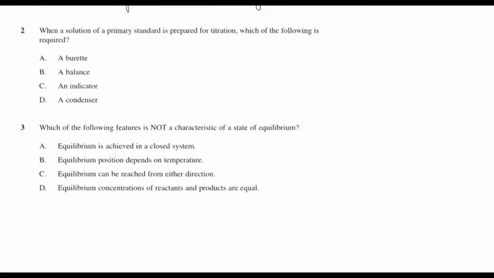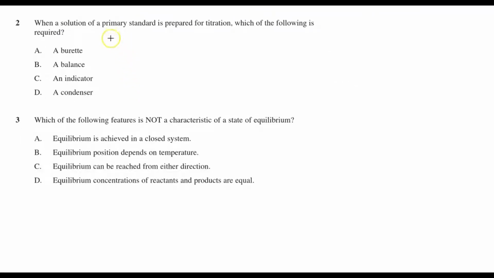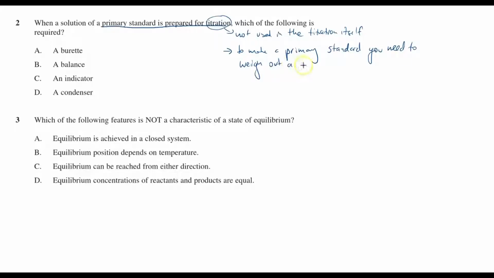Moving on to question 2, it asks, when a solution of a primary standard is prepared for titration, which of the following is required? Now the important point here is that it's asking about equipment needed to prepare for titration, not used in the titration itself. A primary standard is made beforehand, and to make it you need to have weighed out a precisely known mass of the substance itself. Therefore, to measure mass, we use a balance, and therefore option B is the answer.